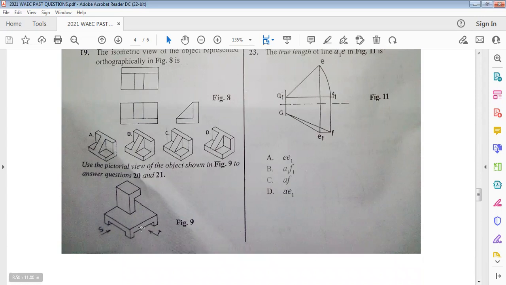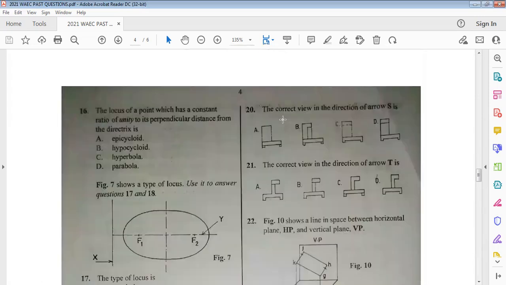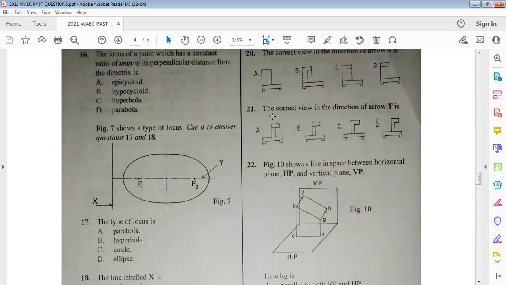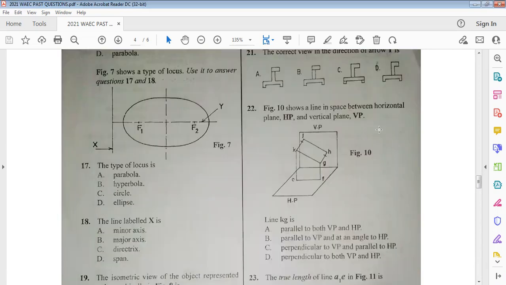So question 20 says that the correct view in direction of arrow S is, so the correct answer is option C. That is the correct answer. Just look at the diagram very well. And then question 21 says that the correct view in direction of arrow T is, that is option D is the correct answer. Well, look at the diagram very well.